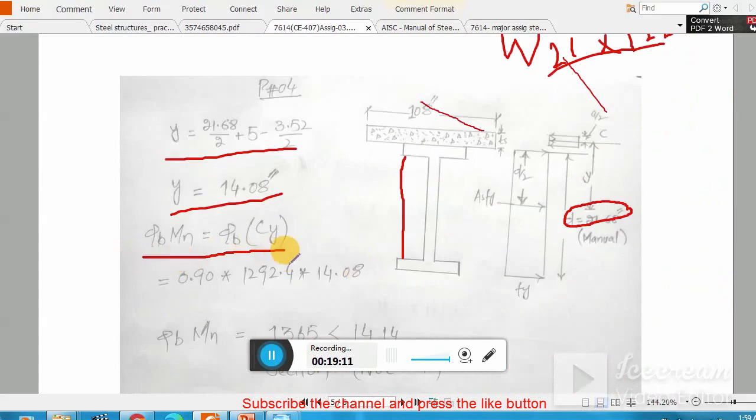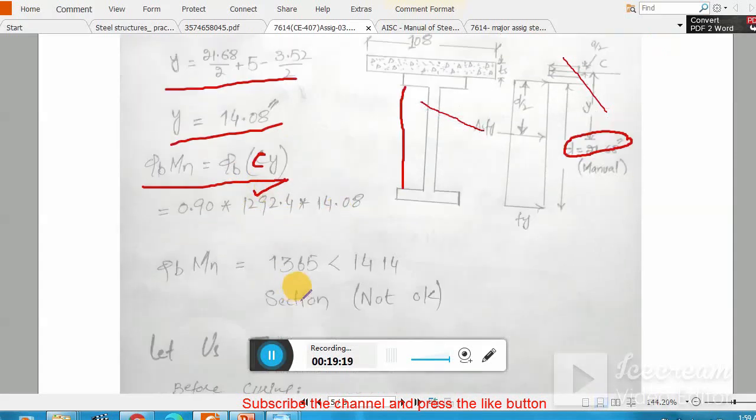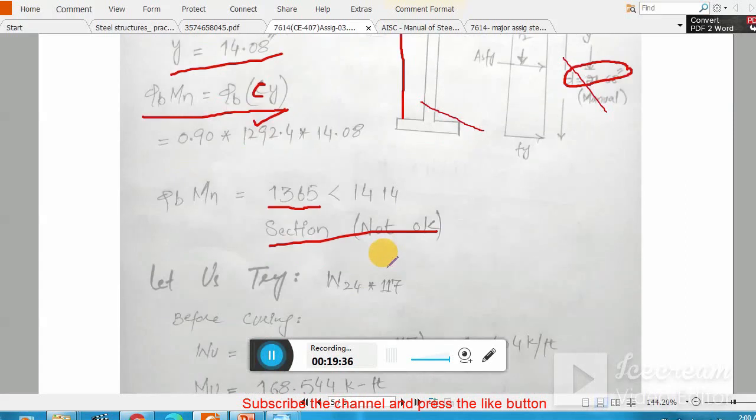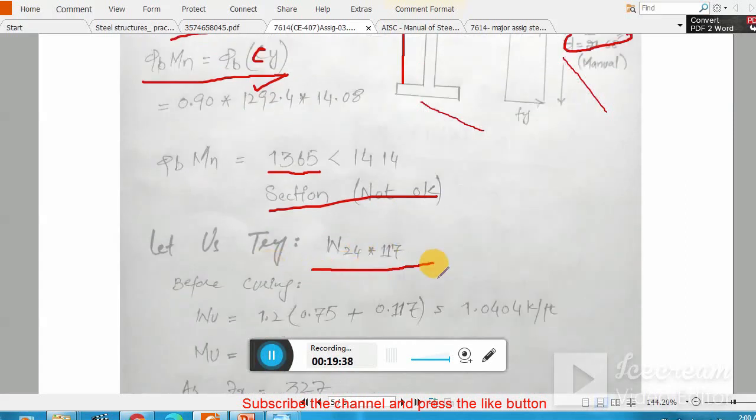And you need to find out your phi b Mn, that is phi b into C y, and you know the C value is this one and y is determined here. So once you got your value 13.65 and this is less than required, the section is not okay. Now you again use another section that is a heavier section than that one, because the strength is now lower than the required moment. So that's why we revise the section.